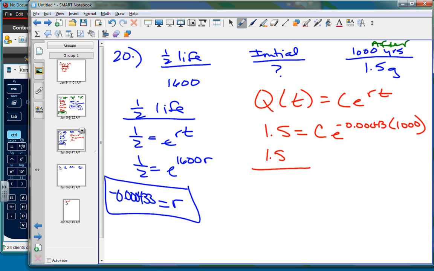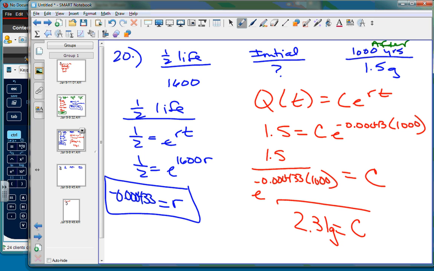So 1.5 divided by e to the negative 0.0000433 times 1,000, and that's going to equal my initial amount. 3.31. So I have 2.31 grams.